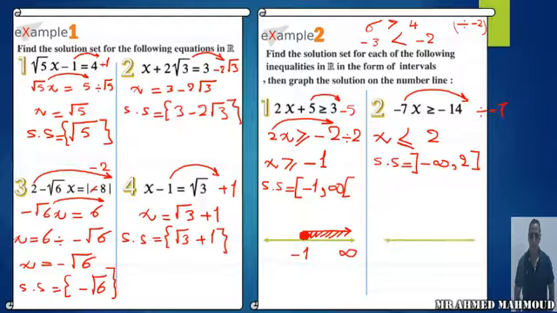Okay, to represent this one on the number line like this, here I'm going to write 2, and of course it will be closed, and the numbers less than 2 will be like this. Okay, this is the representation on the number line.